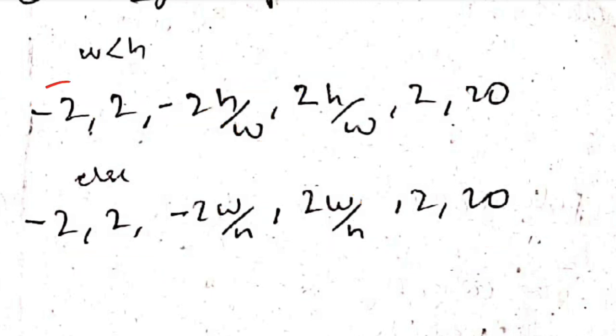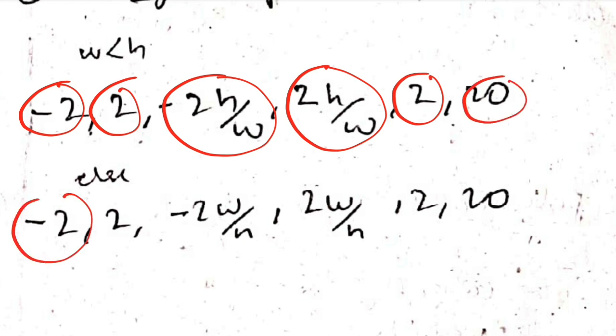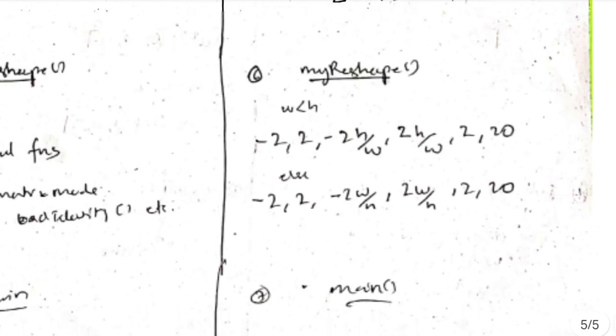To recap, write minus 2, 2, minus 2 h by w, 2 h by w, 2 and 20, minus 2, 2, minus 2 w by h, 2 w by h, 2 and 20. Easily you can remember this. I'll tell you how to convert this into code.